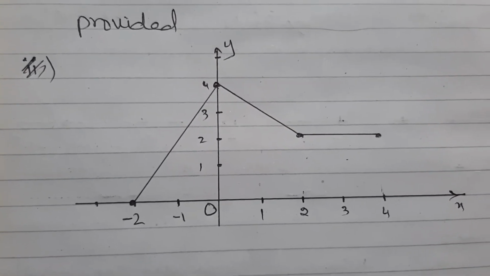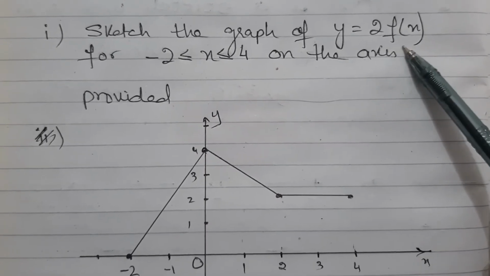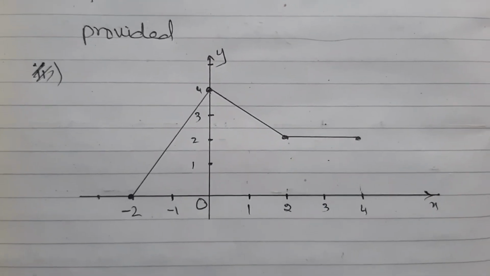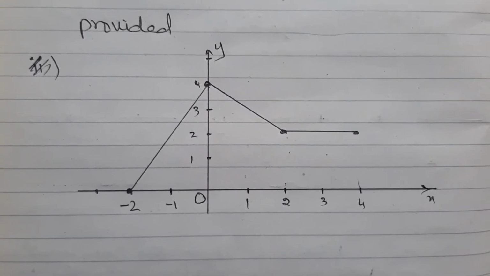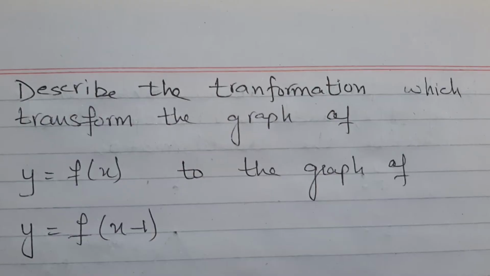Can you see what we have done? So it was 2 of f of x, 2 of f of x. X coordinates will remain same, but y coordinates will be multiplied by 2, right? Let's see the other part of the question.